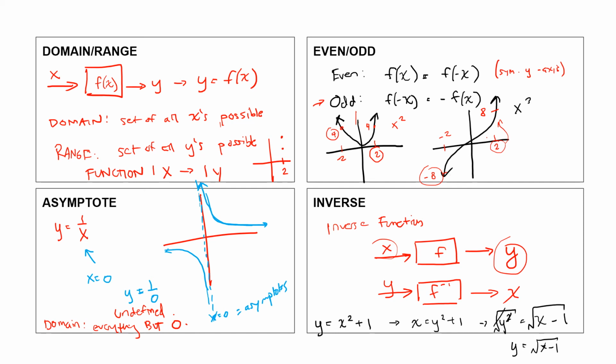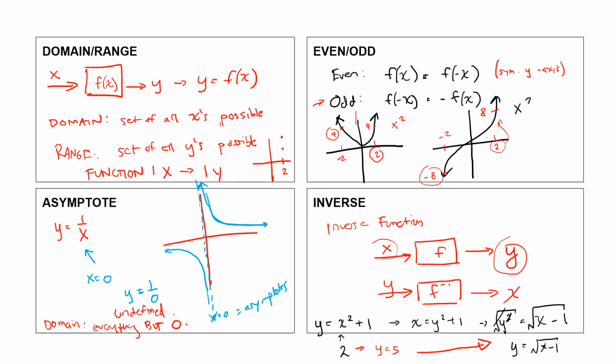So let's see if that works really quickly. Let's say I plugged 2 into x. What would y be? 2 squared is 4, plus 1 is 5, so y would equal 5. Let's say now I had 5. Will it get me back to 2 if I use this one here, y equals square root of x minus 1?